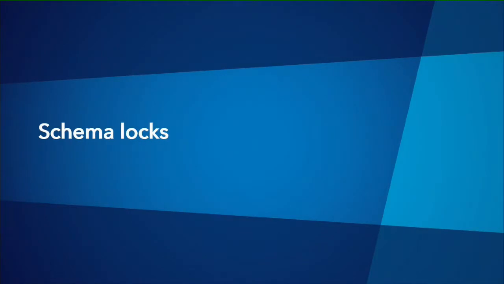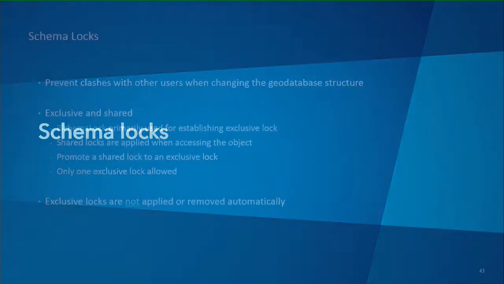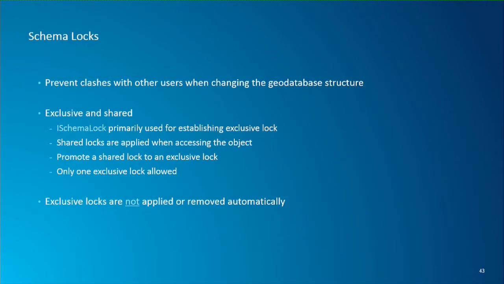Schema Locks. So let's talk about what happens when we do want to make a schema change. Schema locking is a concept that we have. When we open up a data set, we take a read lock. And to make a change to that data set, what we want to do is promote that read lock to an exclusive lock. So it's our responsibility as developers to both promote, apply the changes, and then demote that exclusive lock. If we forget to demote the exclusive lock, then no one else can open that class until it's done.